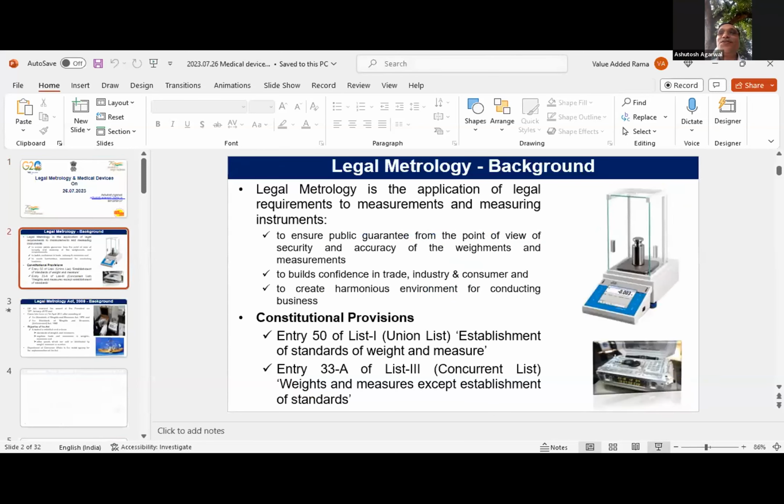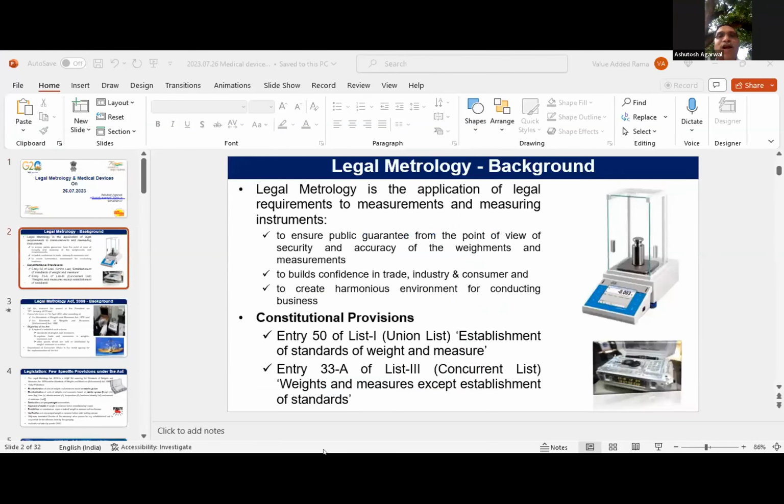Yes, it is necessary to print the MRP. See, as we are all aware, if we talk about legal metrology, the purpose of legal metrology is to ensure public guarantee from the point of view of security and accuracy of transactions and measurements. The purpose is that whatsoever quantity we are buying from the market, it is correct. And legal metrology starts from the birth to the death of a person. It basically creates confidence in the trade, industry and the consumer that whatsoever quantity is being delivered through B2B or B2C, it is correct. It creates an environment for conducting business.